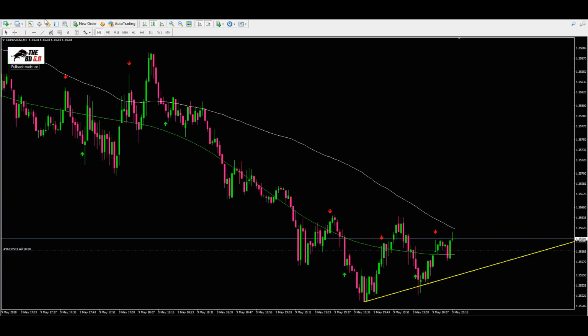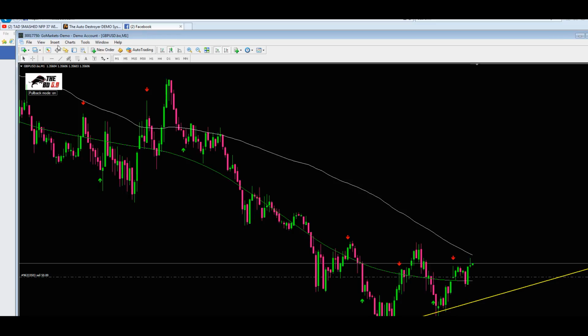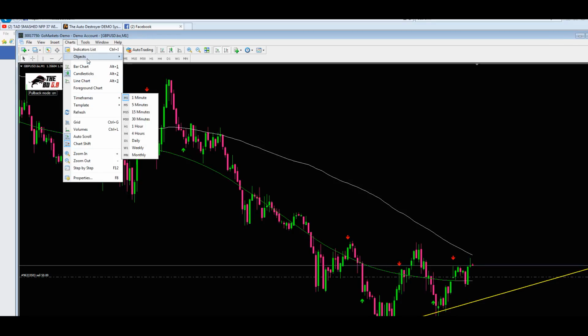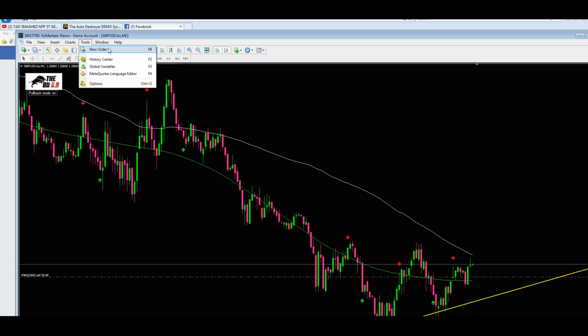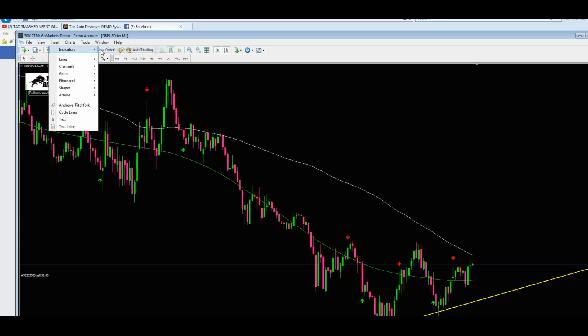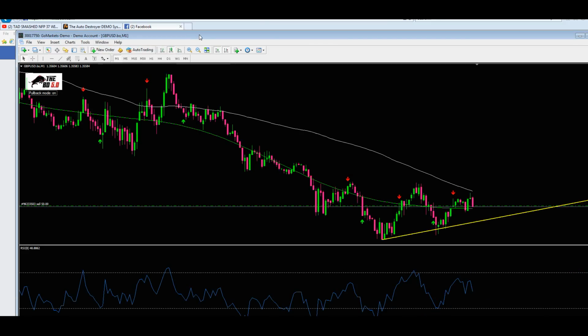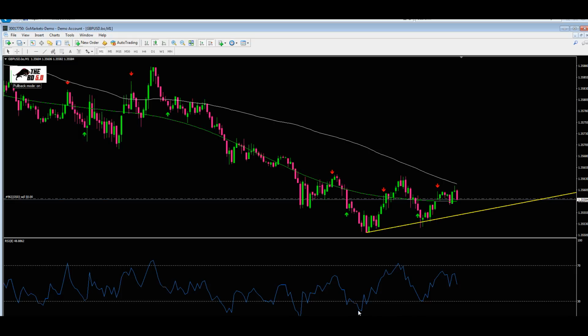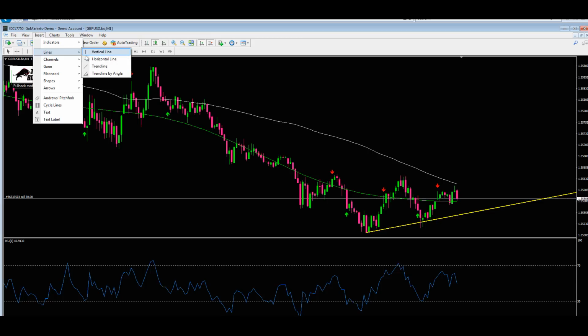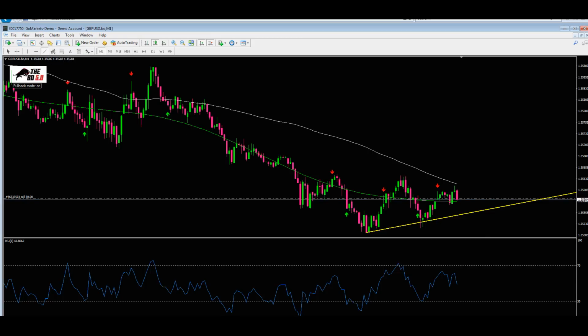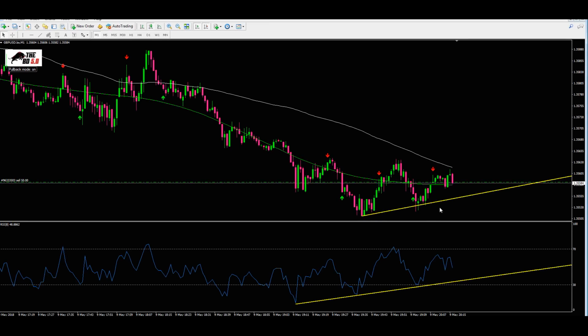If I insert an RSI, insert indicators, I'm pretty sure we're oversold at that area there. Yeah, we are. So we have a nice bit of divergence here. If I bring in the trend line there, can you see that perfectly? Nice trend up now. So we are actually just fighting the trend at the minute, but it looks like it's just gone into the money.